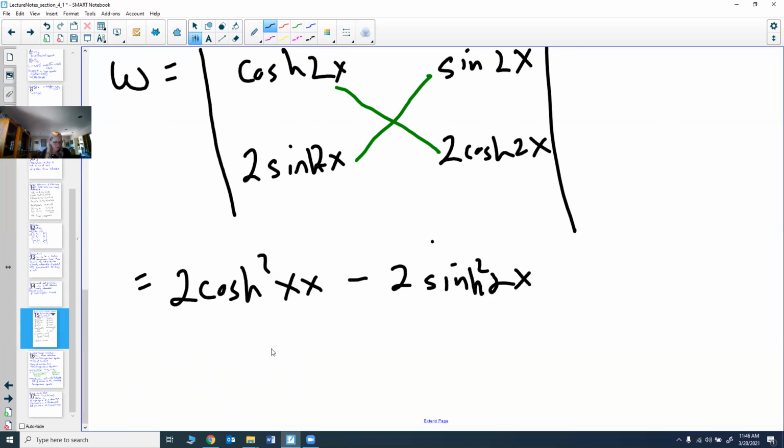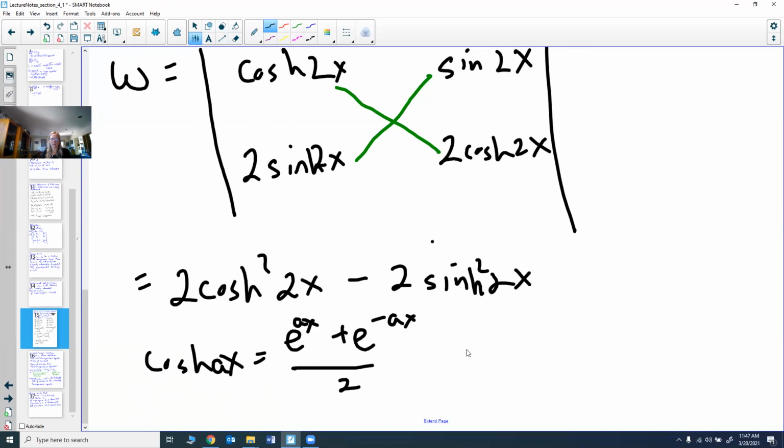All right, so we have this, and then the question is, what is this equal to? So we've got to figure out what this is equal to. One of the things we remind you of is what the cosh and sinh are. The cosh of ax is e to the ax plus e to the minus ax all over 2, and the sinh of ax is e to the ax minus e to the minus ax all over 2.